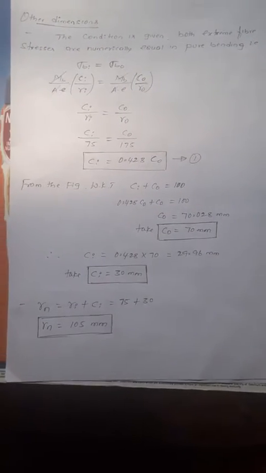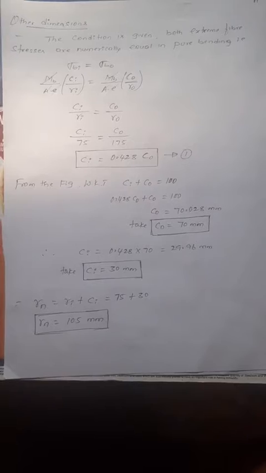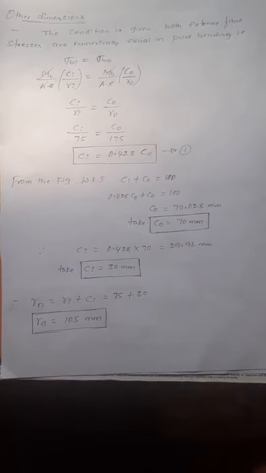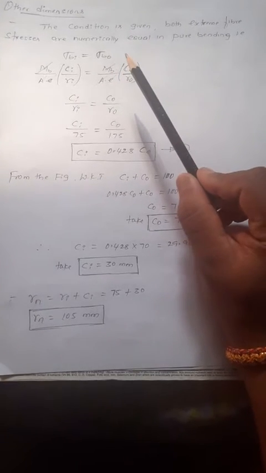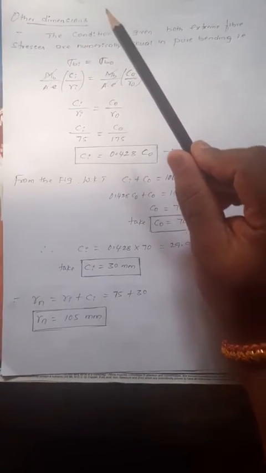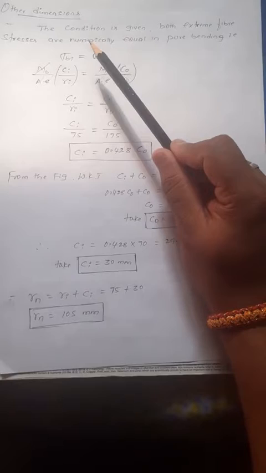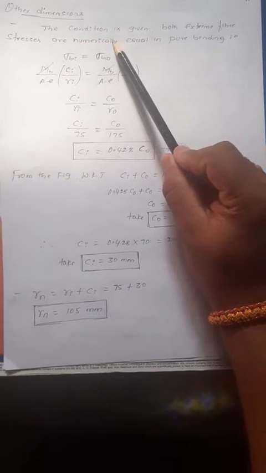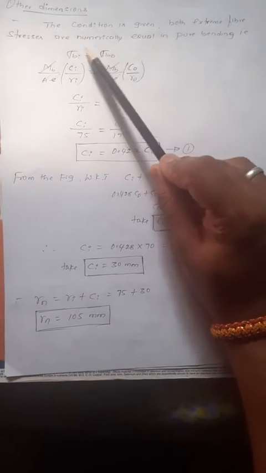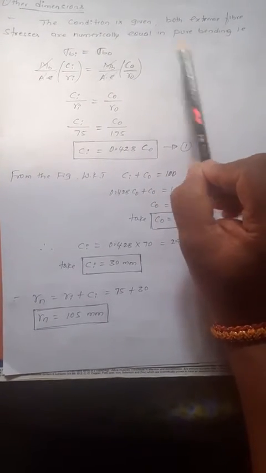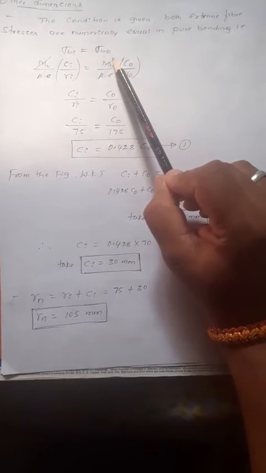Now once you write the given data, what are the other data? Here the cross section dimensions are unknown. Don't go for other data directly; first consider the conditions. From the other dimensions, first, what are the conditions given? Take this condition: both extreme fiber stresses are numerically equal in pure bending. That is sigma Bi is equal to sigma B0.